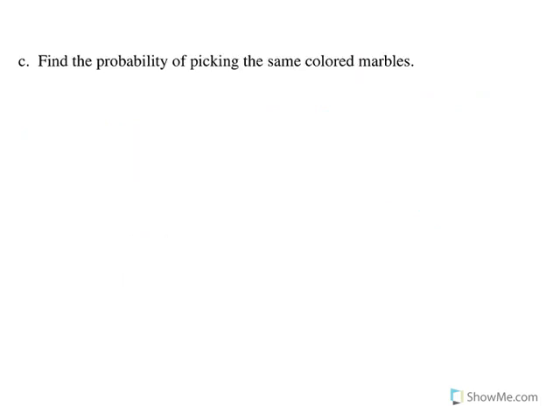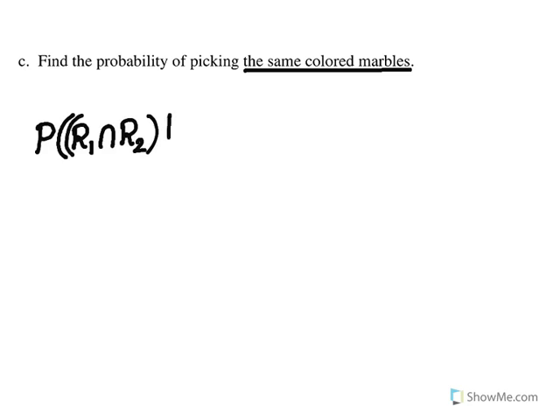Okay, and now the next question is find the probability of picking the same colored marbles. Same colored marbles meaning that either red red or green green. So this is asking you what's the probability of having red on the first and red on the second, or having green on the first and green on the second.